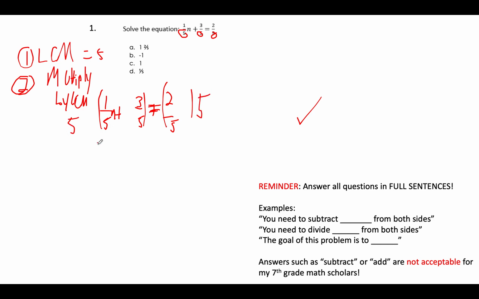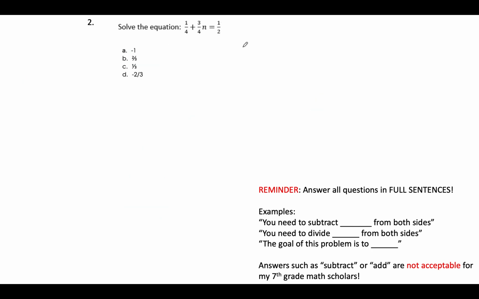So 5 times 1/5 n gives us n, plus 5 times 3/5 gives us 3, equals 2/5 times 5, which equals 2. So to solve for n, we subtract 3 from both sides, and we get that n equals -1, which is going to be B for our first answer. So remember, the key here is to find the least common multiple and then multiply both sides by our least common multiple.